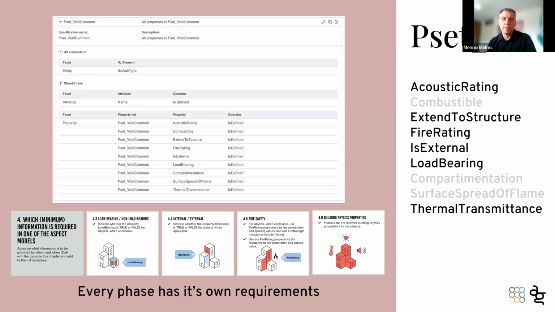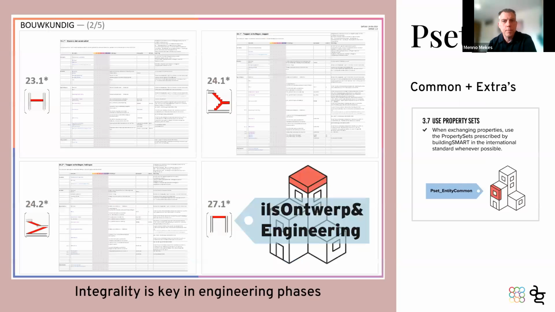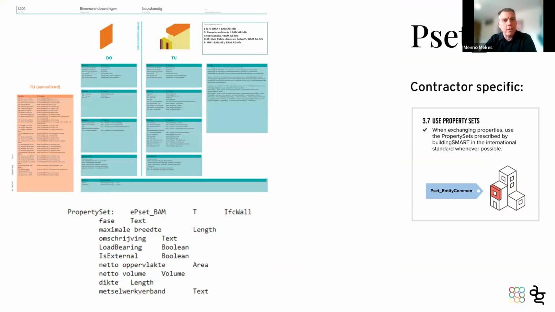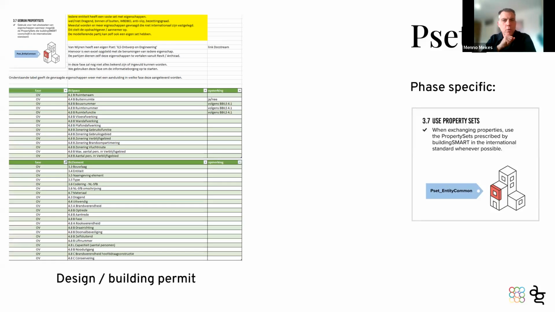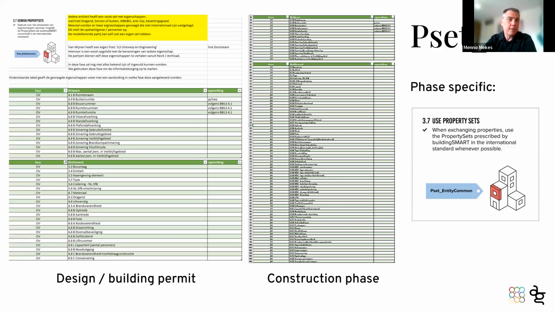Now, as I showed you with the IDS, properties are written in chapter 4. So they don't even need to be set in every aspect model. But when we get to the engineering phase, more information is needed. And usually contractors set their own specifications, or we can now use IDS for it. So here we have the requirements for the design phase up until the building permit. Requested data will grow during the construction phase.